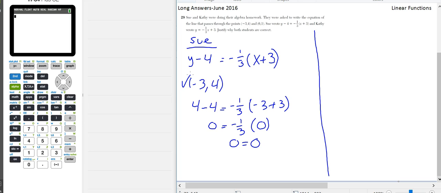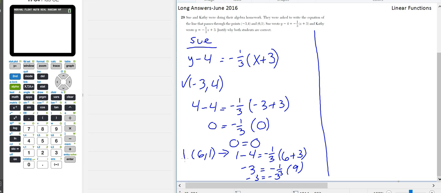Let's try the other point. Let's try (6, 1). Wherever we see a y, we're going to plug in a 1. Wherever we see an x, we're going to plug in 6. So 1 minus 4 is equal to -1/3 times (6 plus 3). 1 minus 4 is -3. -1/3 times (6 plus 3), which is 9. -3 is equal to -1/3 of 9, which is also -3. So the point (6, 1) also makes Sue's equation correct. So far we found that Sue's equation is the correct equation to pass through the points (-3, 4) and (6, 1). Now let's look at Kathy's equation.